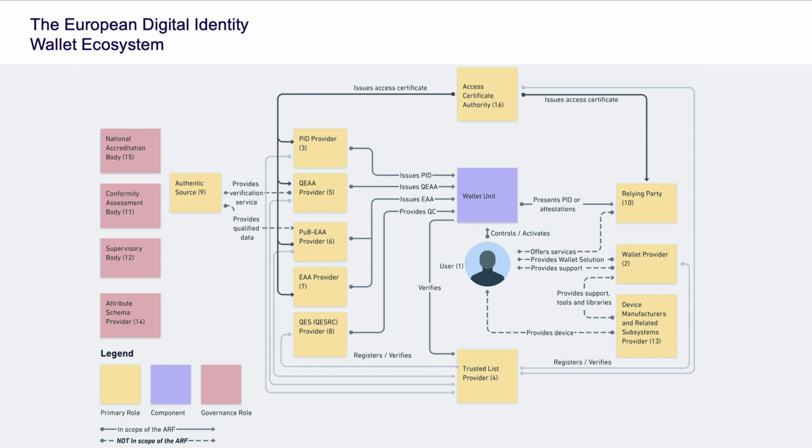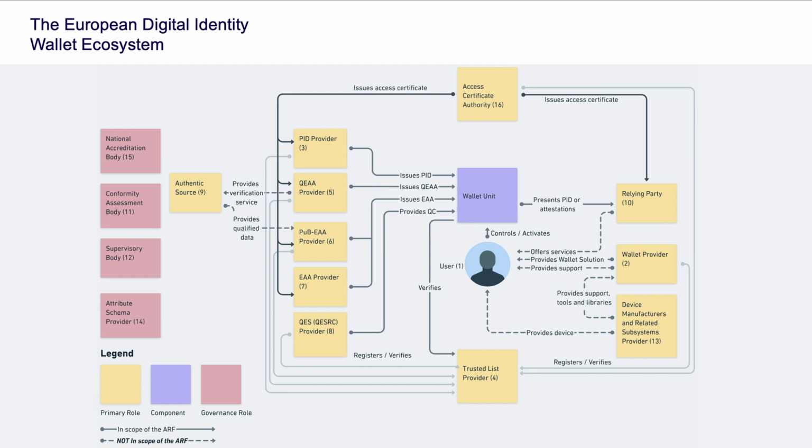Now, wallets come with an ecosystem, and the ecosystem, I would say, is way more important than the wallet. And this is taken from the architecture reference framework. I'll get to that later. And it depicts all the roles in this ecosystem. So in the center, you can see the wallet unit with the user. To the right is the relying party and the wallet provider and device suppliers below that. And then to the left, basically, is a group of roles that push stuff into the wallets. And these are all being regulated.